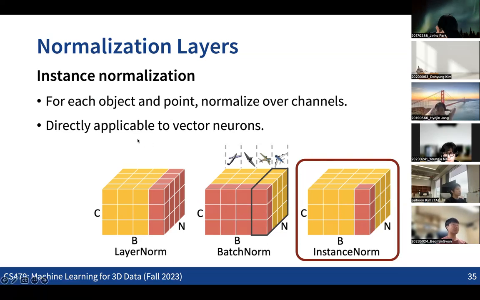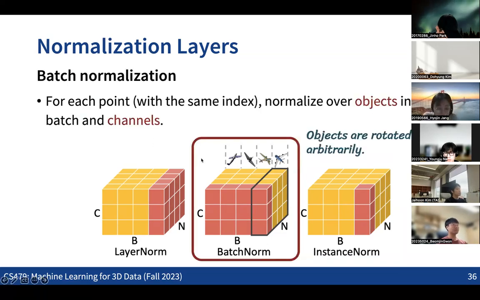The problem actually comes when you want to apply batch normalization. Batch normalization is the case where, for each point with the same index, we want to normalize all the features over the objects in the batch and also over the channels. That's the batch normalization that we applied in PointNet, right? Again, for each point with the same index, we apply normalization of the features over the objects in a batch and the channels.